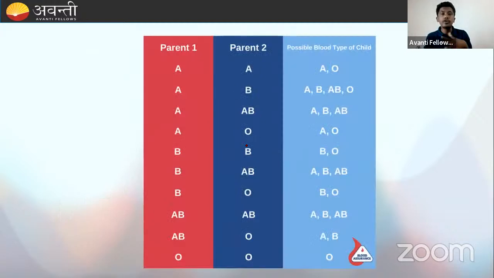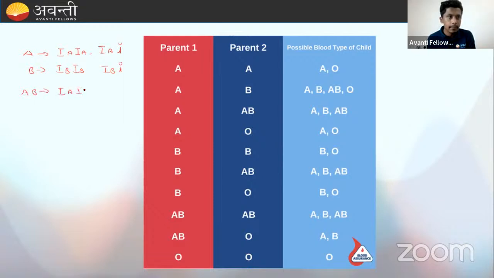Now, coming to how the blood groups happen. Let us talk about the alleles that are responsible for the A, B, and AB blood groups. For A blood group, an individual should have IA IA or IA and small i, whereas the B blood group should have IB IB or IB and small i, whereas for AB blood group, the possible alleles will always be IA, IB.